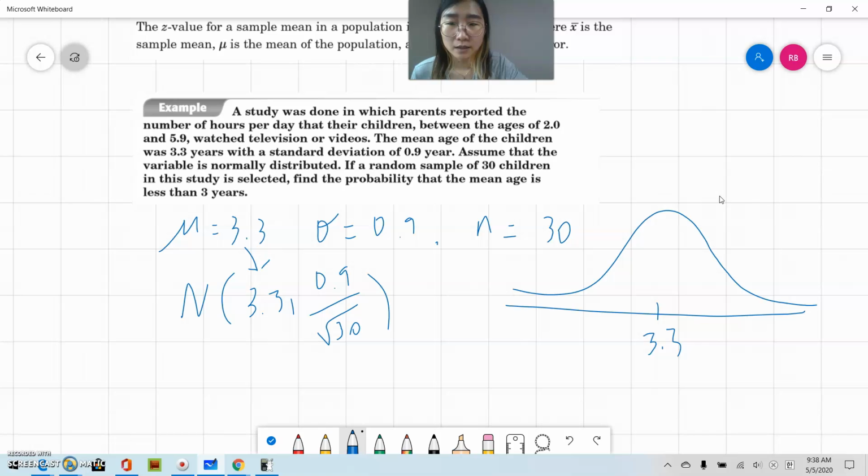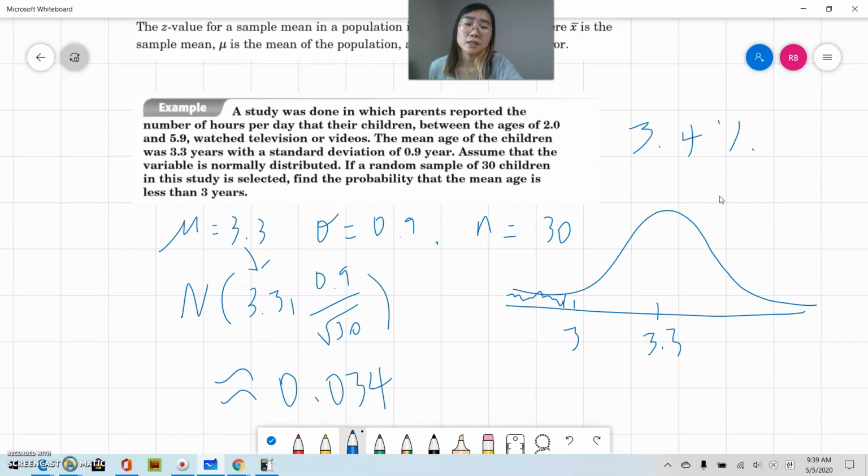Then it's asking less than 3 years. So you're going to plug it into normal CDF. The lower bound will be a very big negative number, and then the upper bound will be 3. The mean is 3.3, and the standard deviation is 0.9 divided by the square root of 30. And you get 0.034. So that means there is about a 3.4% chance that this happens.